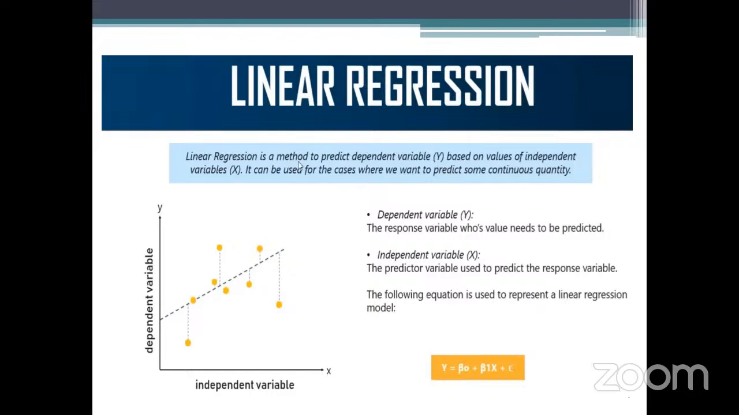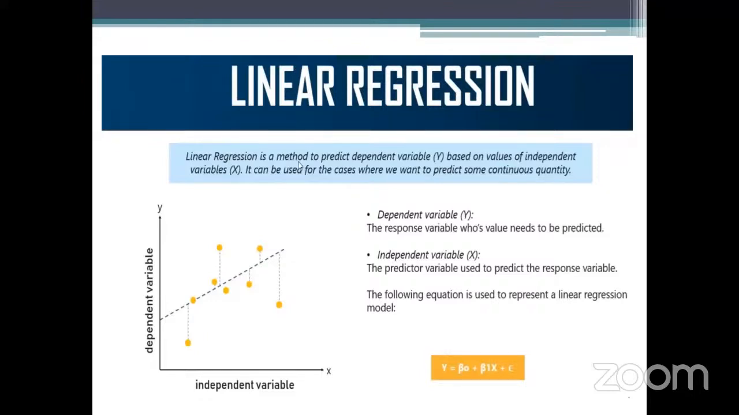Now, what exactly is the linear regression algorithm? Linear regression is basically a supervised learning algorithm that is used to predict a continuous dependent variable y based on the values of independent variable x. The important thing to note here is that the dependent variable y, the variable that you are trying to predict, is always going to be a continuous variable.